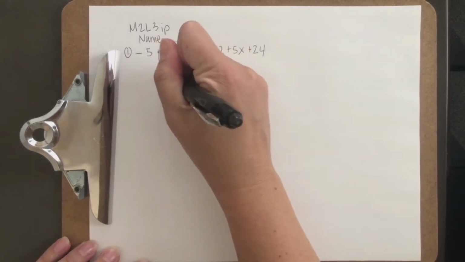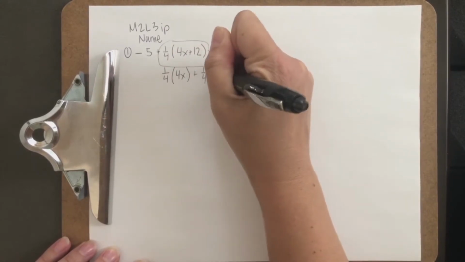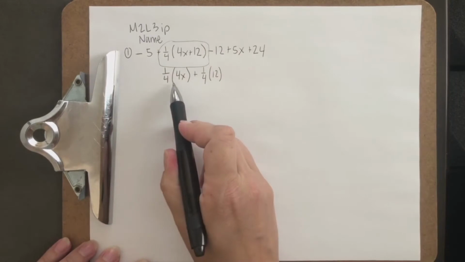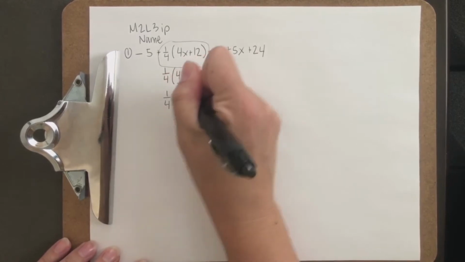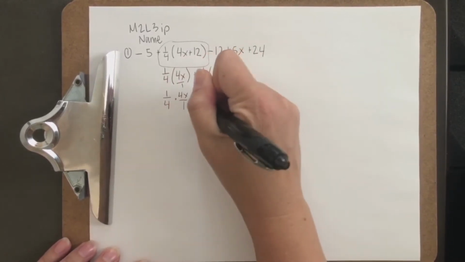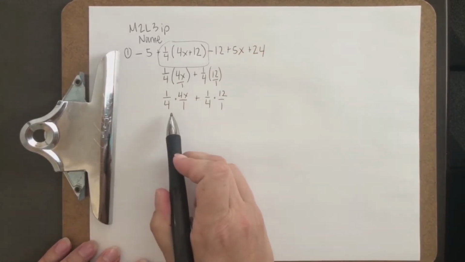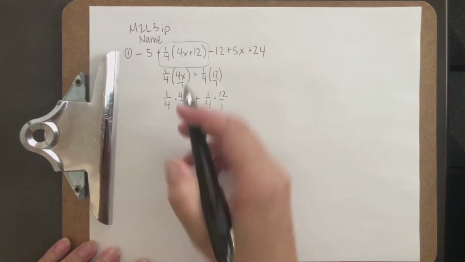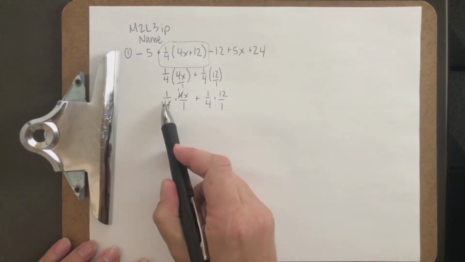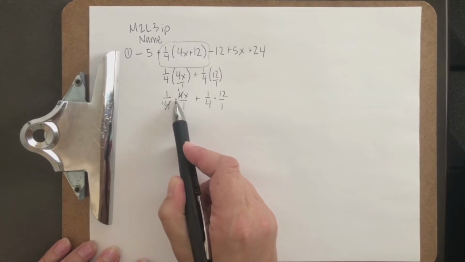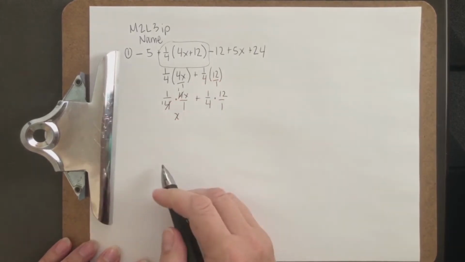So we'll do 1/4 times 4x plus 1/4 times 12. I'm going to rewrite these and put them over whole numbers. So 1/4 times 4x over 1, and this one is 1/4 times 12 over 1. Now, do you remember how to cross cancel? So 4 and 4 will cancel, and those will become 1s. And then this is 1 over 1, which is just 1, times 1x divided by 1, which is just x. So this just equals x.